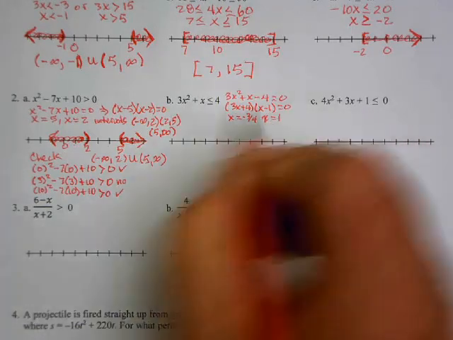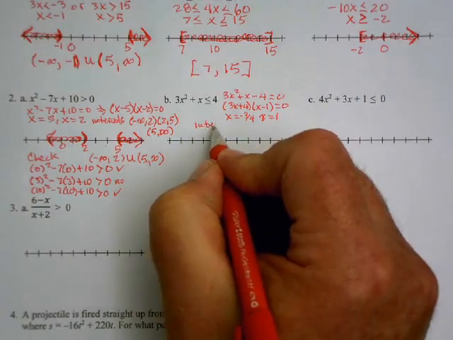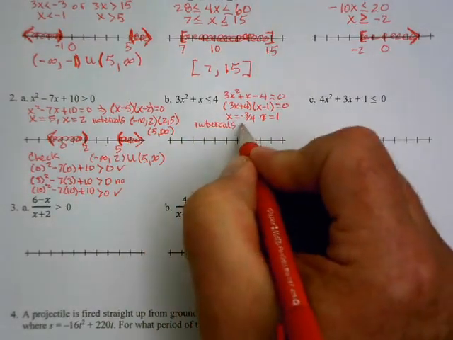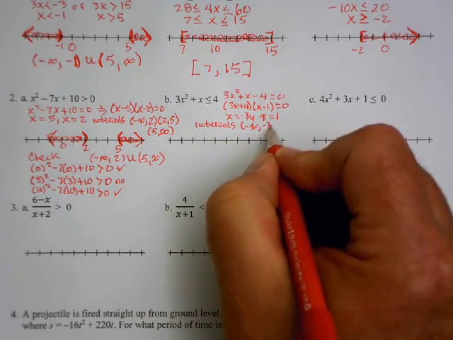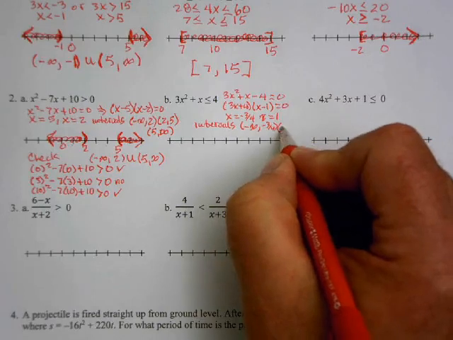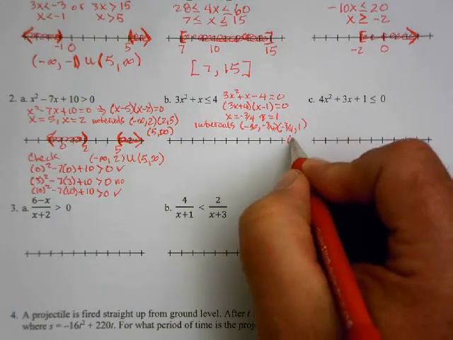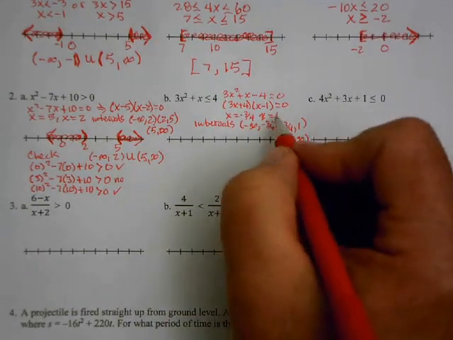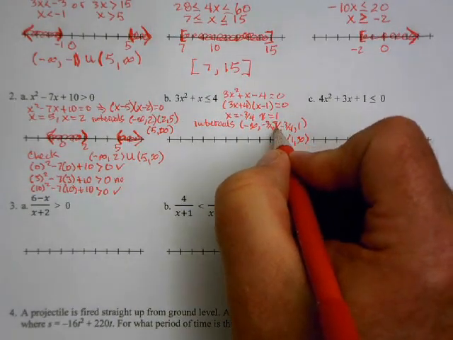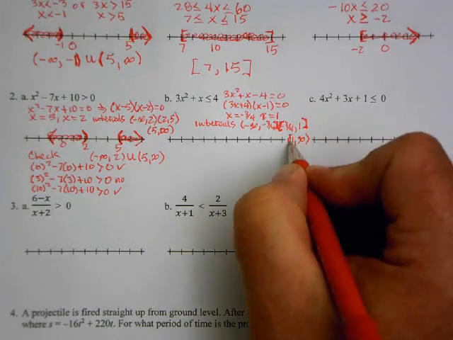So that means our intervals are negative infinity, negative 3/4, negative 3/4 to 1, and the last one would be 1 to positive infinity. Now, since these ones have a bar underneath, it actually should be a bracket there, brackets here, and then a bracket there, because we have an or equal to.